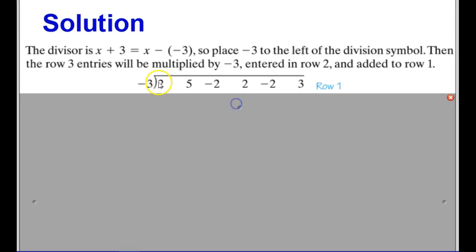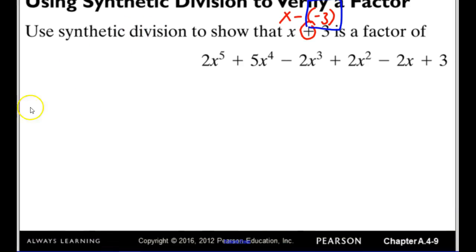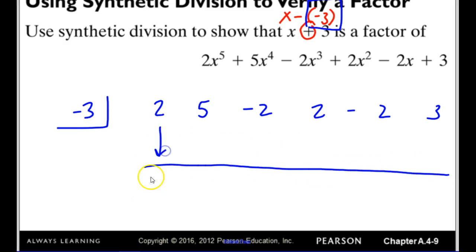Again, I place my coefficients. Let's work through this one on this page. My coefficients are 2, 5, -2, 2, -2, and 3. Then my number over here, and you can draw it this way. A lot of books draw synthetic division this way. It doesn't really matter, but I've got this -3 out here. The first thing I do is bring down the first term, so I've got 2. Then I multiply: -3 times 2 gives me -6. Then I add 5 plus -6, which is -1. -3 times -1 is +3.